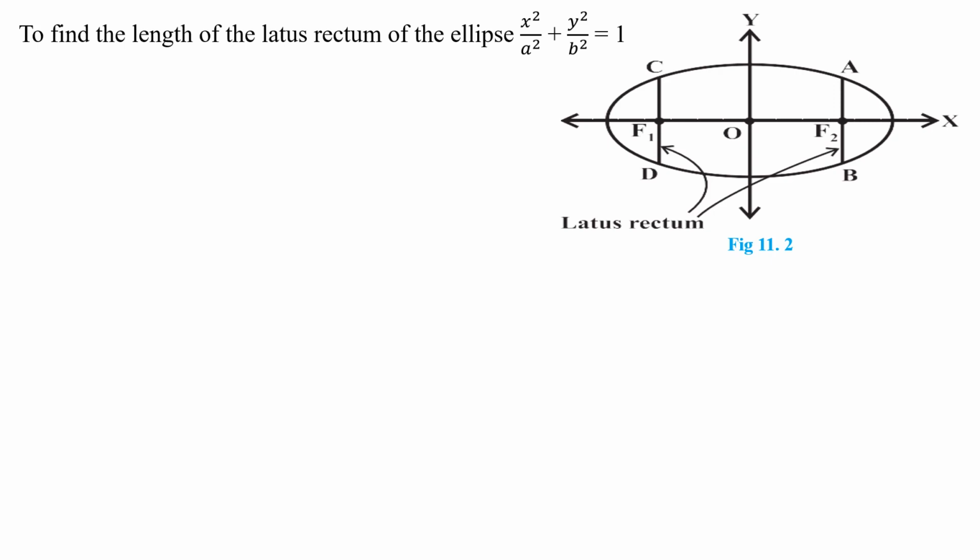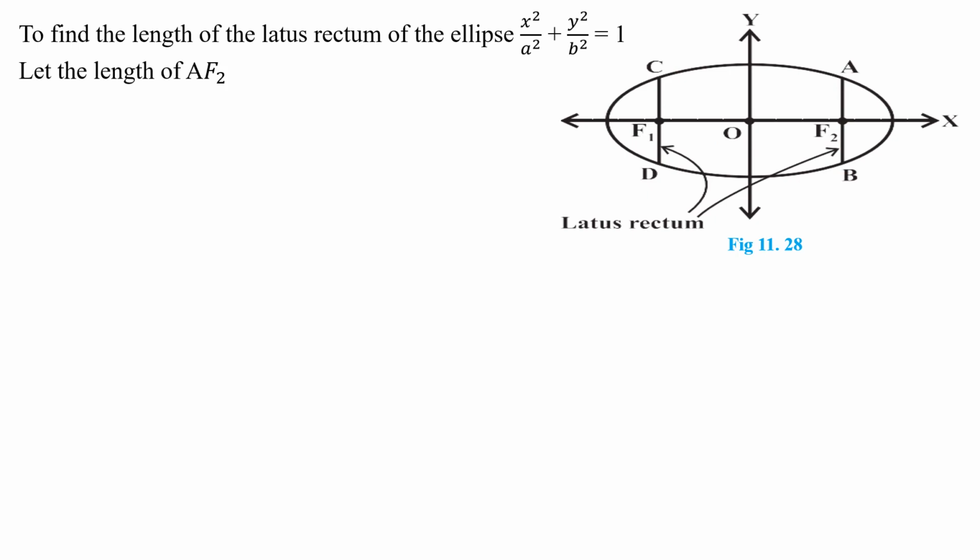Please observe this figure, my children, Figure 11.28. In this figure, previously we have discussed that this line segment AB and this line segment CD are said to be the latus rectum of this ellipse. Yes, my children? Right.